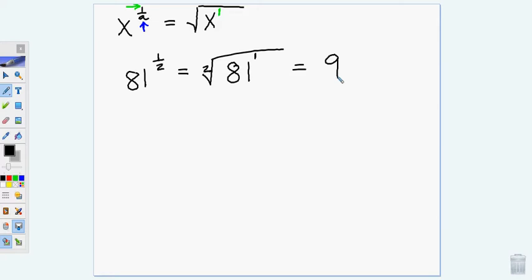So let's look at one that generalizes for things that have more than 1 in the numerator, okay? So we're going to do it this way. X to the power of b over a is equal to, again, this numerator in the top is going to be the power. And then this denominator in the bottom is going to be the root.